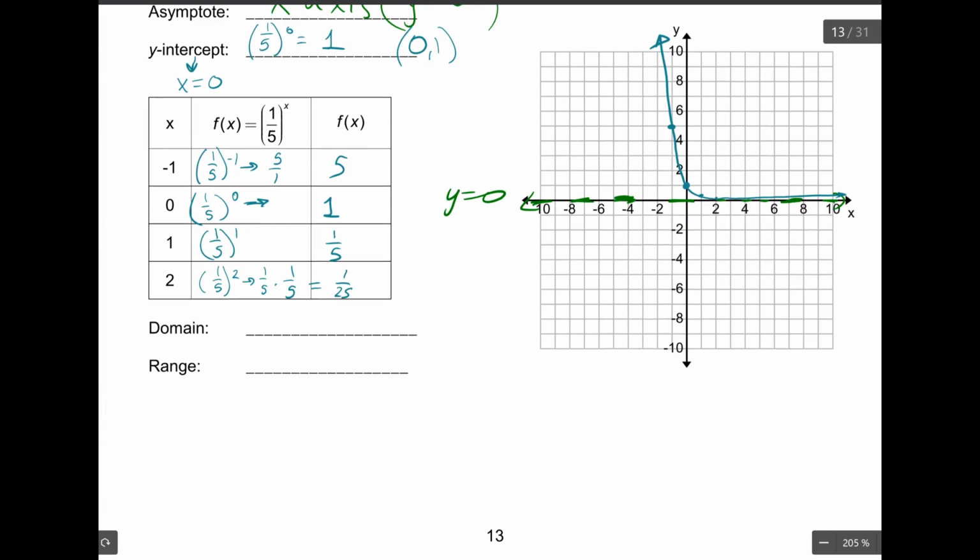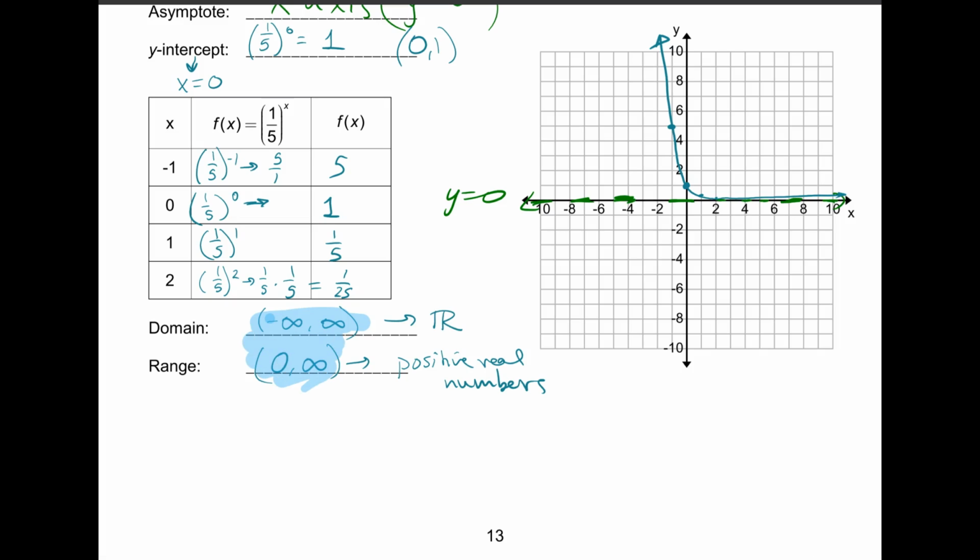Yeah. All right, what's my domain here? All real numbers, so from -infinity to infinity. So I'll say that's all real numbers. And my range? 0 to infinity. So positive real numbers. Notice the things I'm writing first is what I want you to understand and get in the habit of. Good. Okay, bring closer. Good. That's a decay. Okay, awesome.